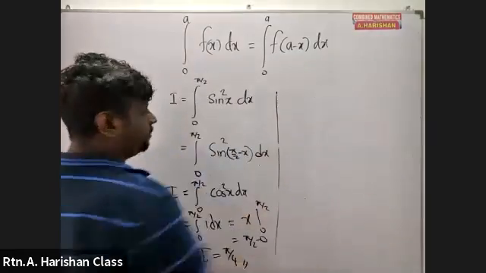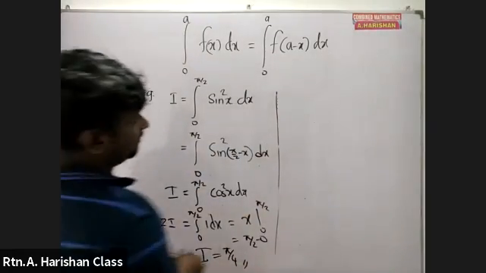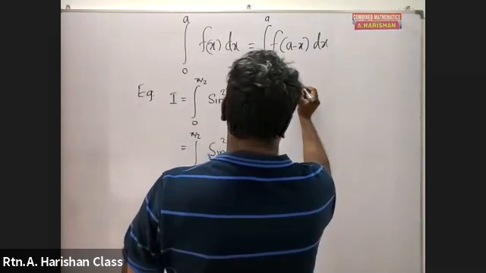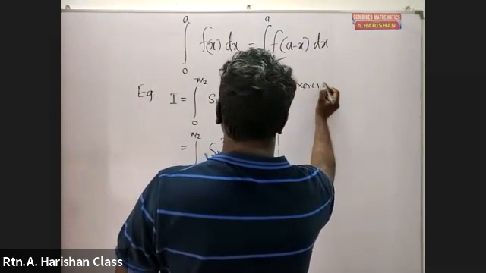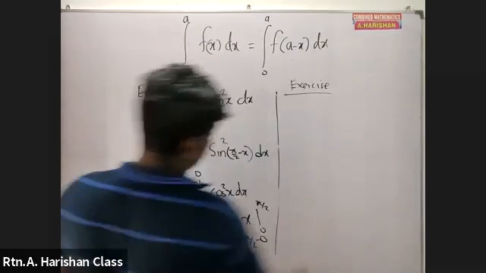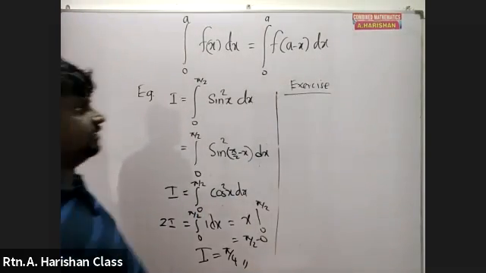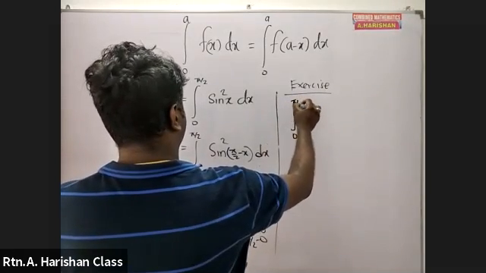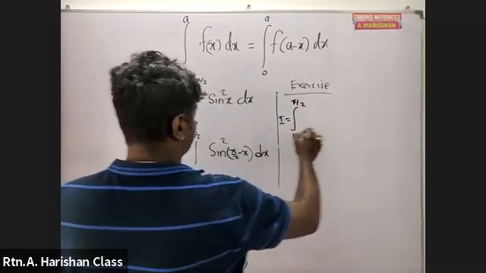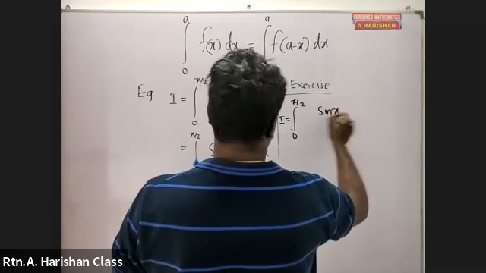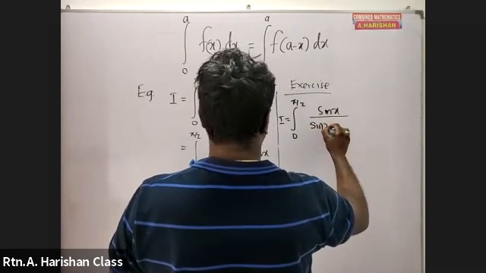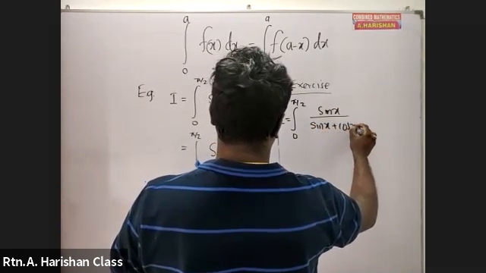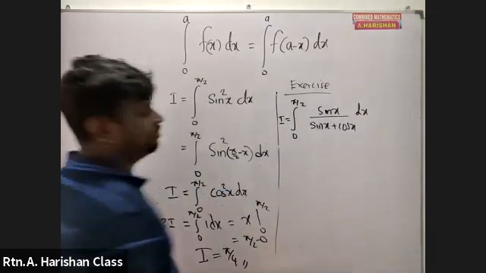So since the example is given, I'll give an exercise. So exercise. Okay. It's better. So this exercise will be, say, 0 to pi by 2. That's easy. Sin x over sin x plus cos x. Okay. Please do this.